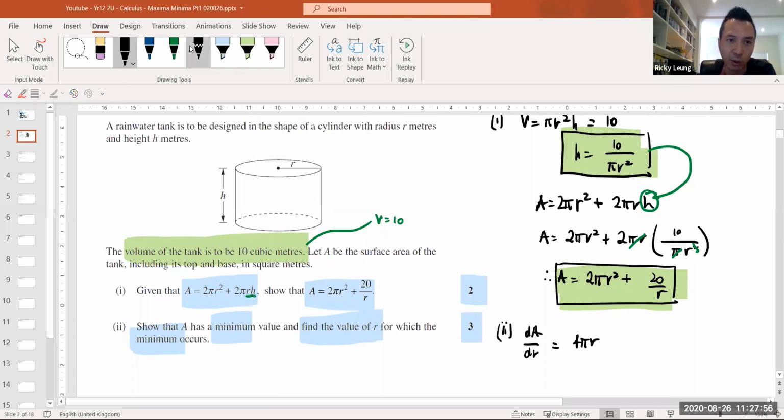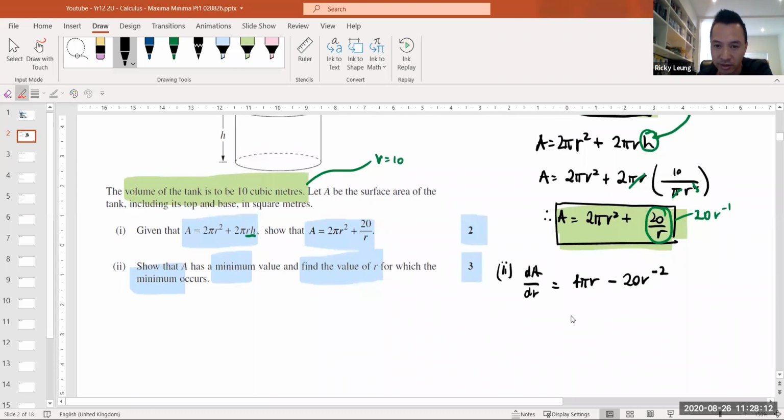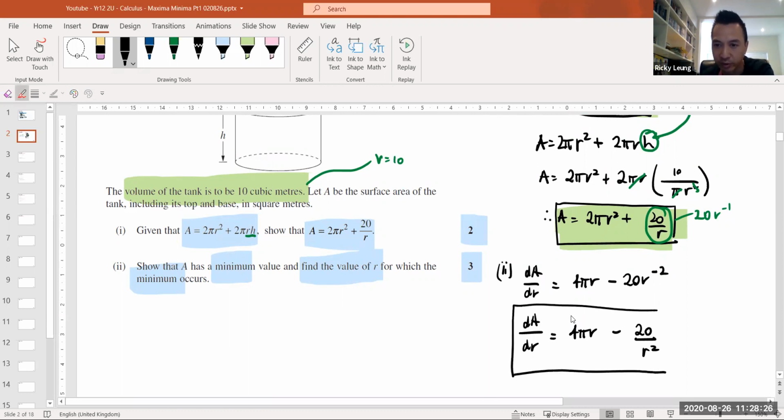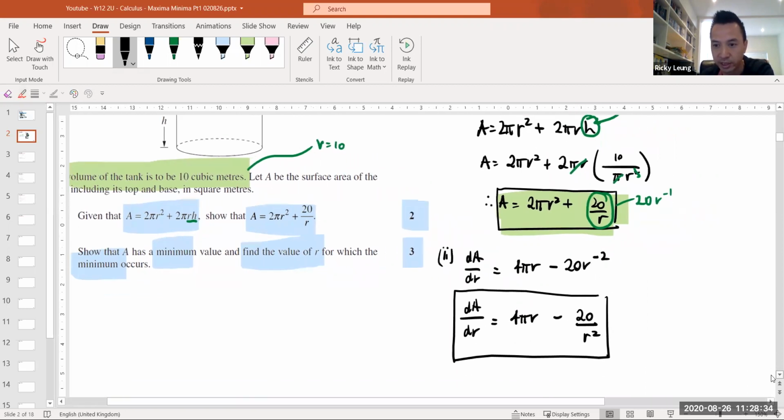This guy here, if I re-express that with a negative index, just to make my life a little bit easier. Bring down the -1, it becomes -20 r to the power of -2, minus 1 from the power. Let me clean that up slightly. It is equal to 4 pi r minus 20 on r squared. Bring down the negative index to make it positive. And guys, that is my derivative. Now, it looks pretty simple, so when I go to test for max min, I reckon I'm going to use a second derivative. So let's carry this forward.